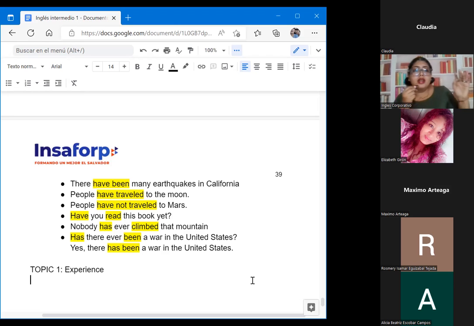So in this case, we are not going to talk about events. In this case, we are talking about another thing. And in this part, we are going to talk about the experience that we have. Maybe we have had trouble, maybe we have lived something. So it's not talking about events. It's talking about the experience that we have in a specific thing. Or if we don't have the experience, we are going to use this tense to explain that. So we are going to see how we can create sentences or how we can express that experience through the present perfect.